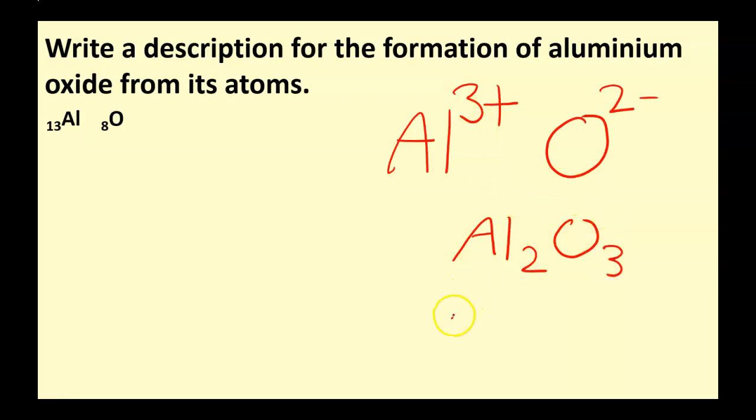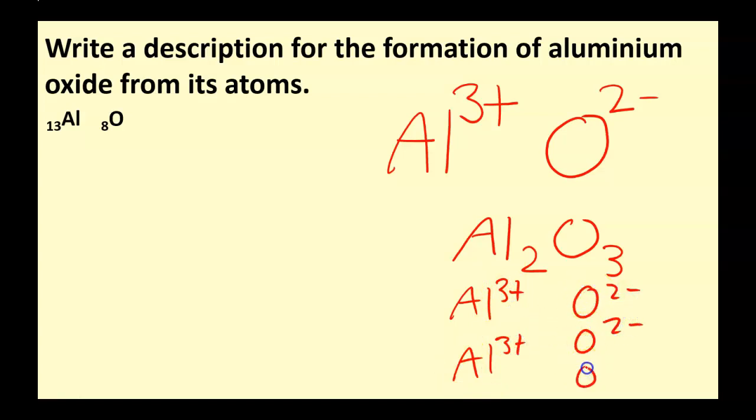Again, what does this formula mean? It means there are 2 aluminium ions with a charge of 3 plus and 3 oxide ions. How was this achieved? 2 aluminium atoms each lost 3 electrons. These electrons were transferred to 3 oxygen atoms, which each gained 2 electrons each.